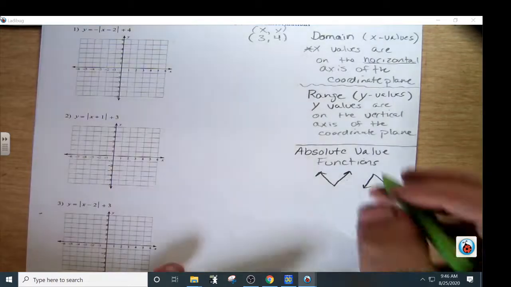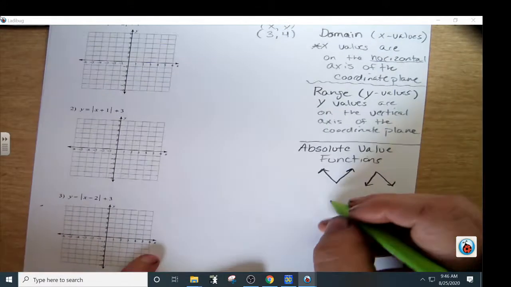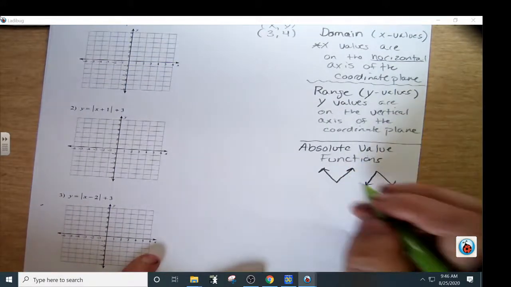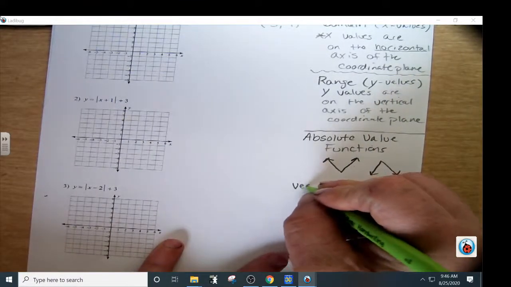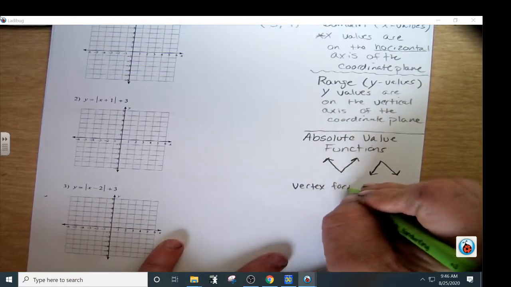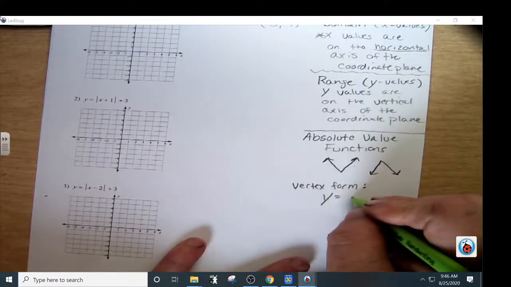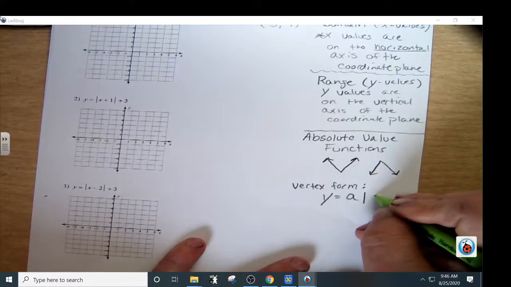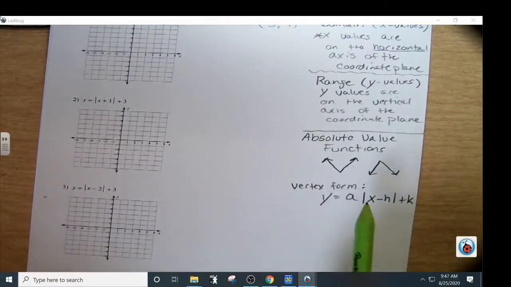All right. Now, let's talk about how to write an absolute value function. This is called vertex form of an absolute value equation. Its form is y equals a times the absolute value of x minus h plus k. That's its vertex form, guys. You need to make sure that you understand and know how to name all the parts.